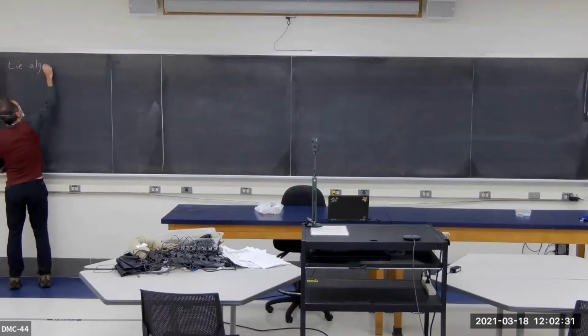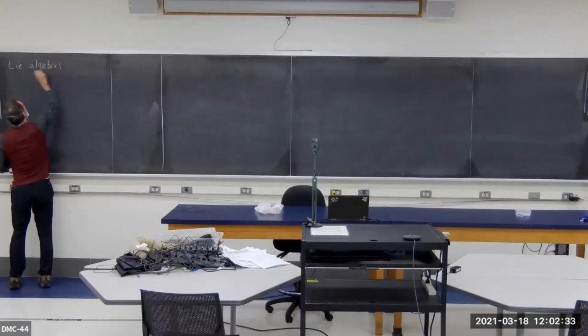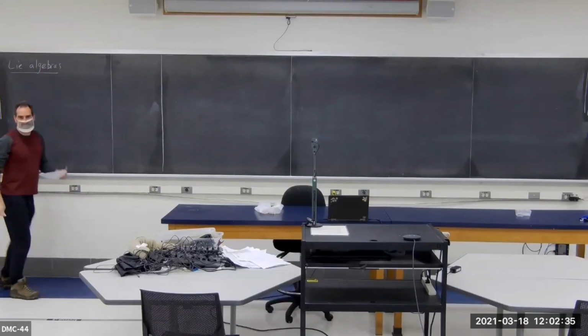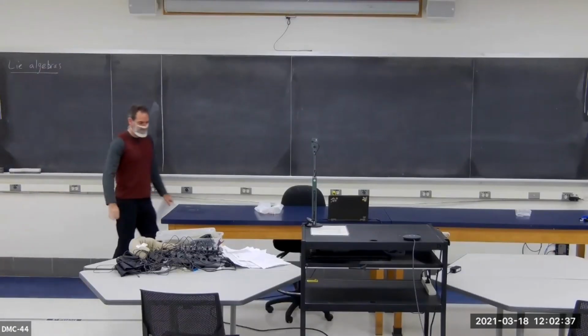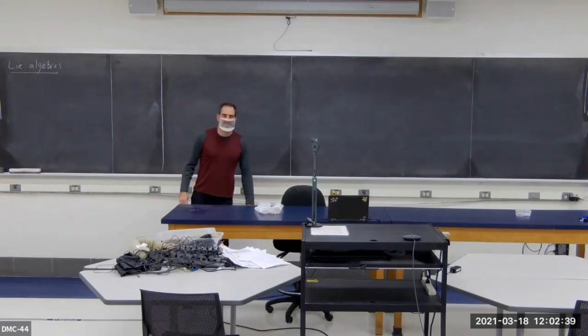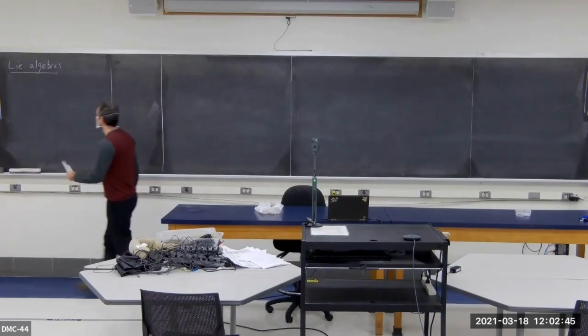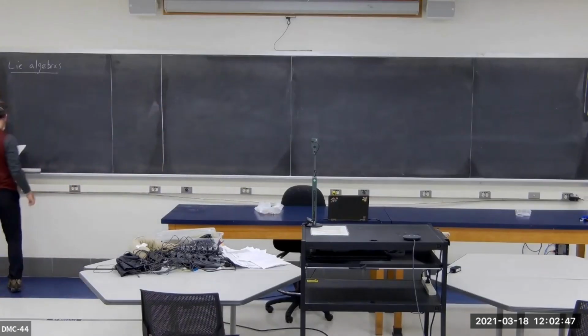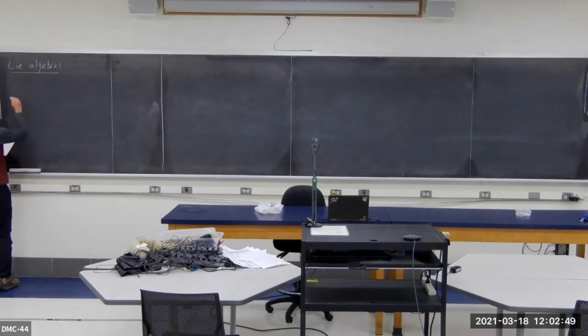And the first thing to notice about this subject is that this is pronounced Lee and not Lie. Lee is a person's name. Sophus Lie. He was, I don't remember, Nordic, I think. Maybe Norwegian. Anyway, it's pronounced Lie algebras. So let's start with just a more general definition of Lie algebra.